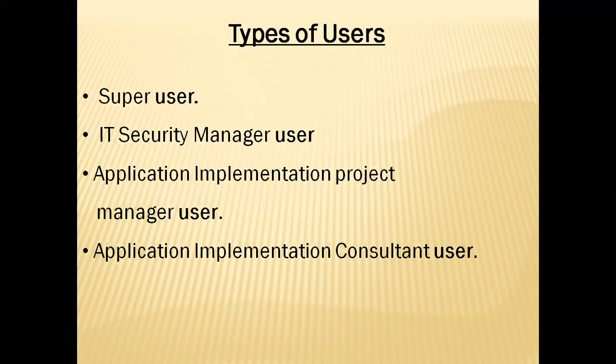Now, what does a super user mean? In Fusion applications, users are not directly assigned access to individual functions and data. Instead, access is provided through roles. Roles group users for a specific purpose and define their access privileges. During the installation of Fusion applications, a super user called FA admin, meaning Fusion Applications admin, is set up by default, with the following roles: application implementation consultant and IT security manager.